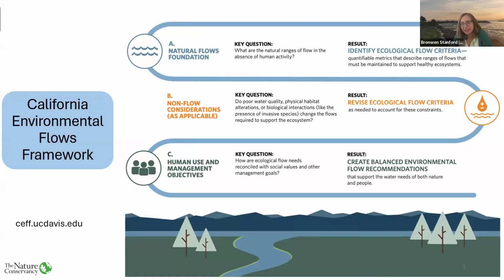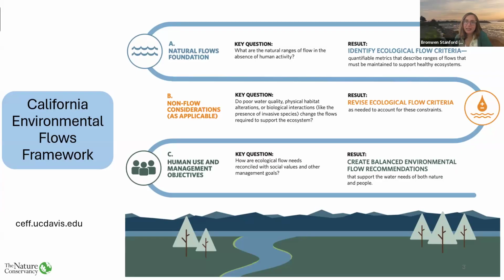And to provide a very, very high level overview of the California Environmental Flows Framework, as I mentioned before, it's a structured process, and we've split it into these 3 sections. The first section is section A, or the Natural Flows Foundation, which asks the question, what are the natural ranges of flow in a river in the absence of human activity? And you can use this to think about these quantifiable metrics, focus on functional flows that help you identify ecological flow criteria for your river based on some of those natural ranges.